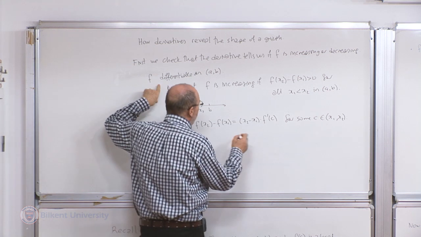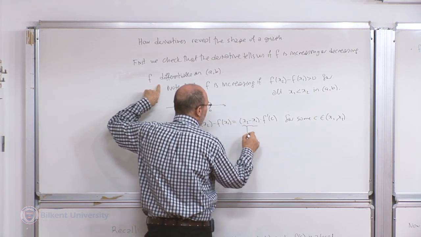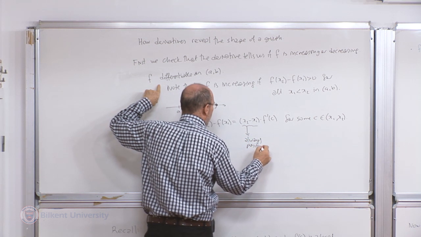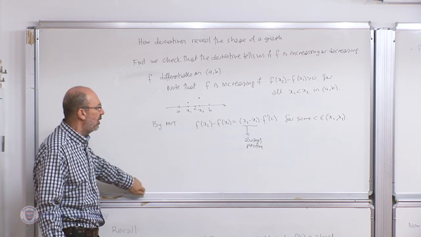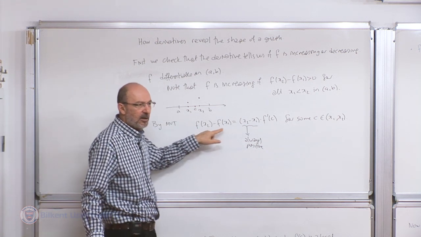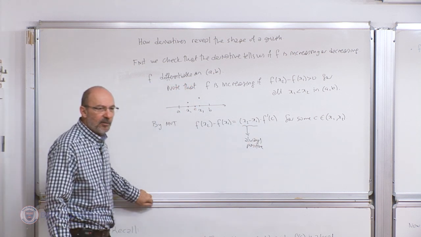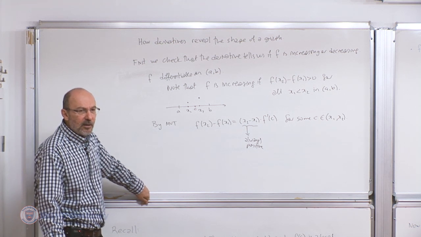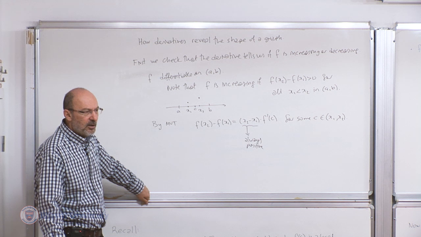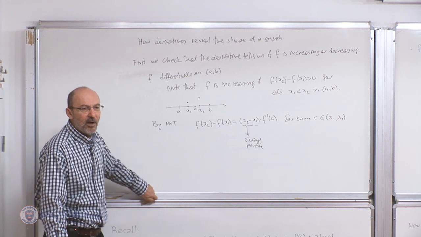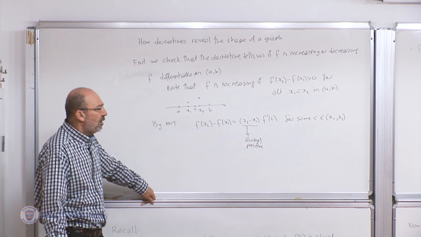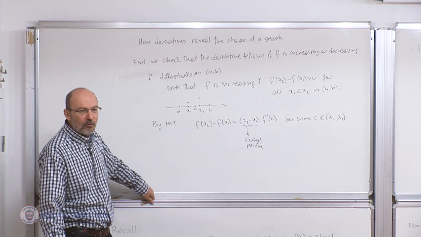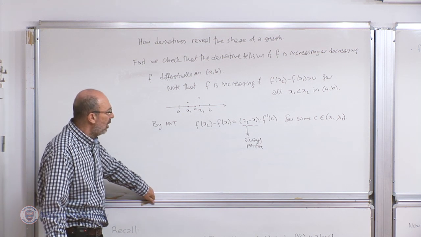Okay, now you see that this is always positive, because that's how I chose it: x2 is larger than x1. So the sign of the left-hand side is dictated by the sign of the derivative at c. Since I don't know where c is, and the mean value theorem is an existence theorem, it says that there is a point where, if the derivative is evaluated there, you will have this equality, but it doesn't tell you how to find that point.